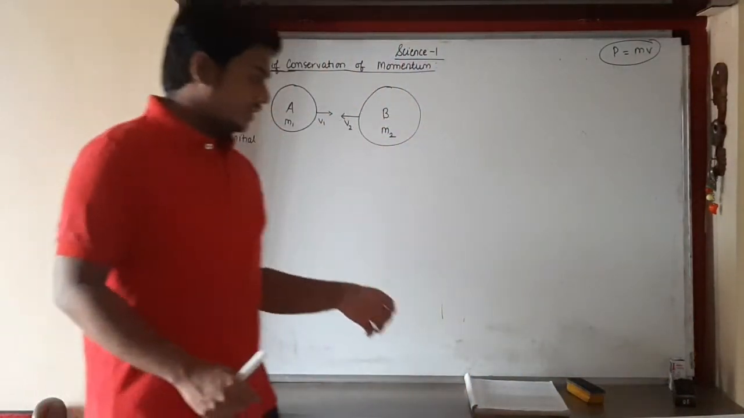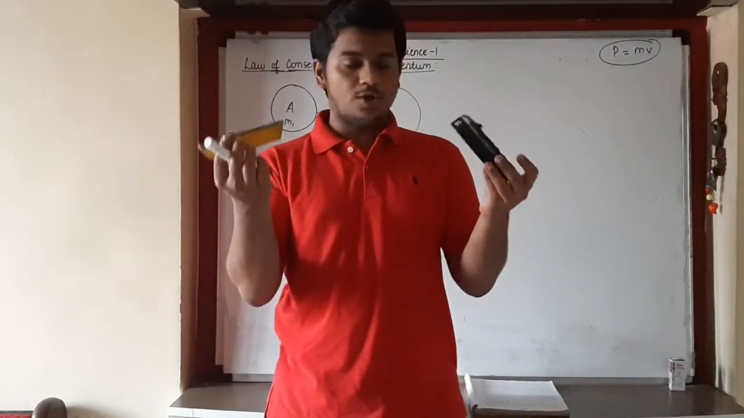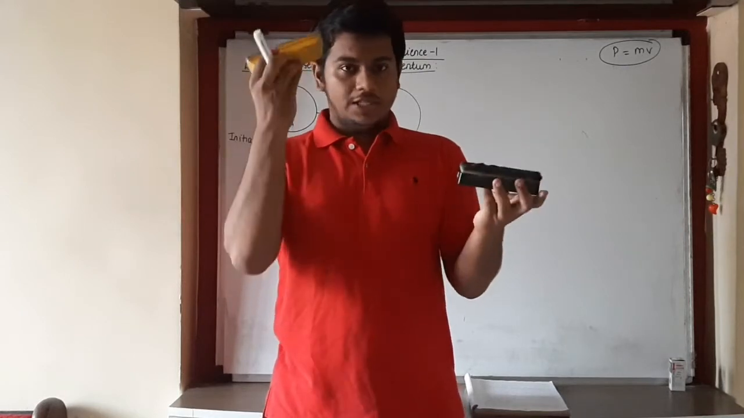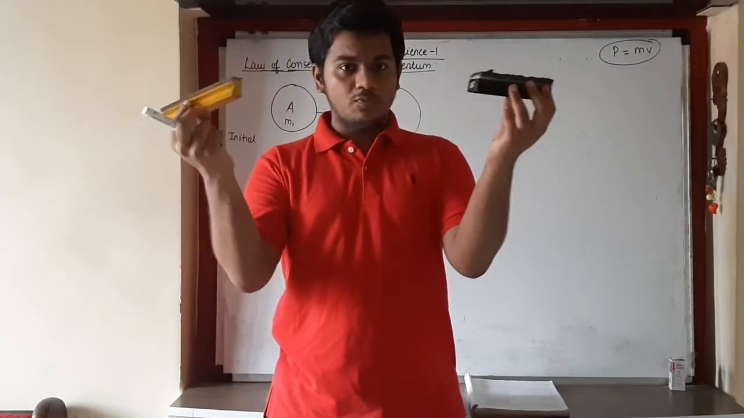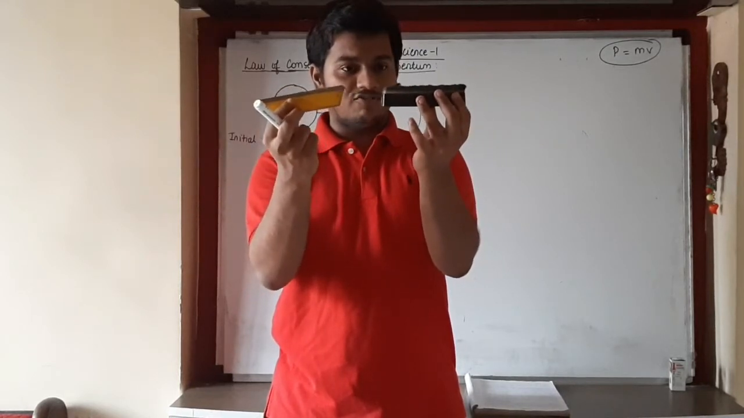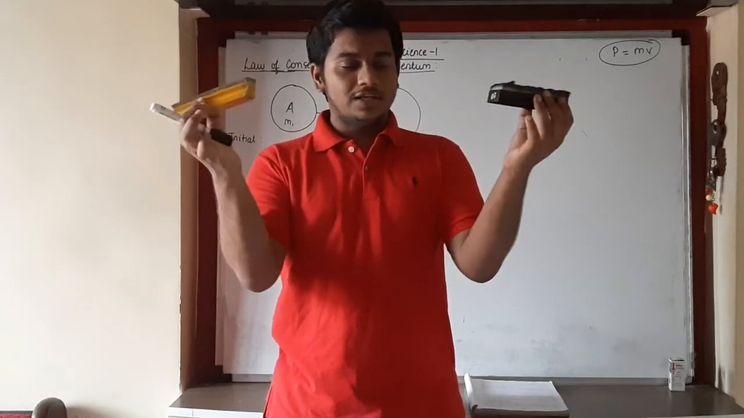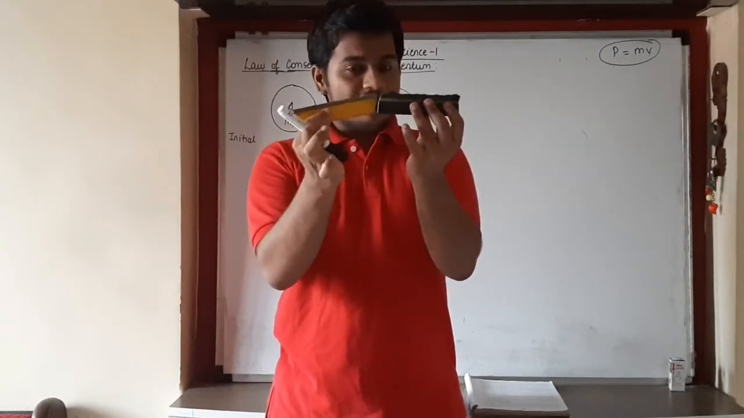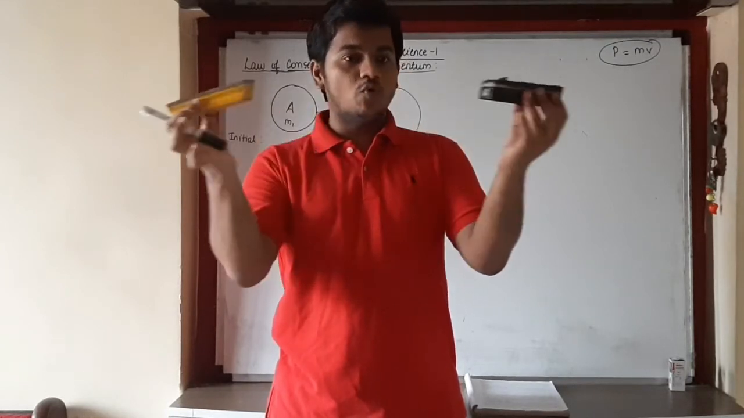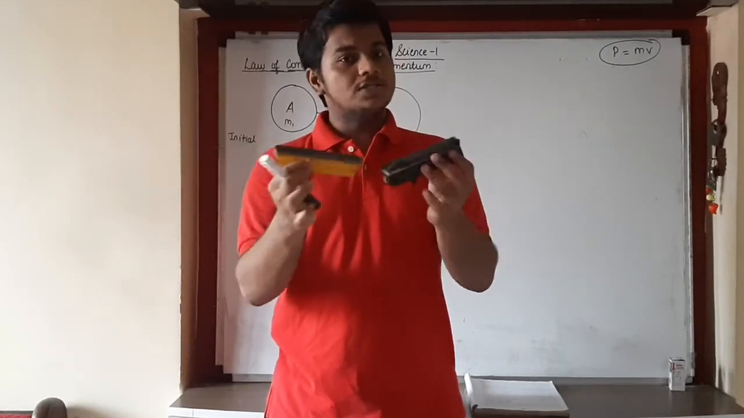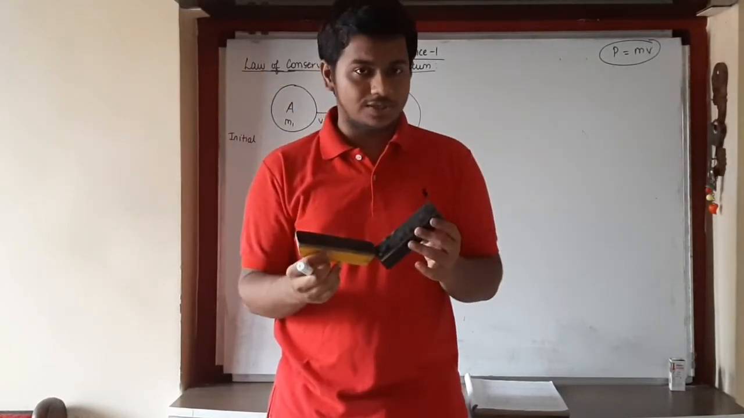So let us consider these two dusters to be object A and object B. This object A has some mass, this object B also has some mass, and both are moving towards each other with a certain velocity. After some time they will collide with each other. Colliding, they will crash into each other. After crashing, they will not remain at rest here. They will move in some direction. They might move like this, they might move like this, or they might move opposite from each other.